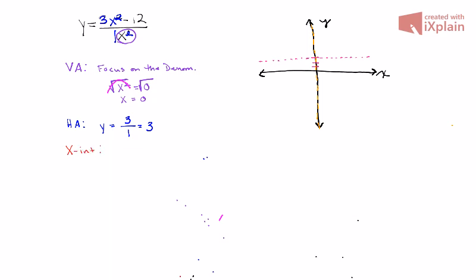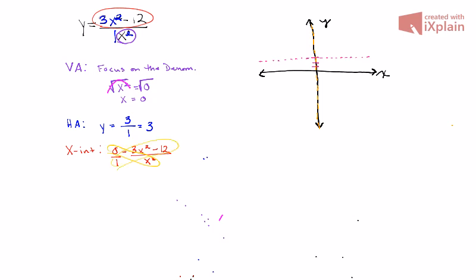Okay, so when we are looking for x-intercepts, our main focus is going to be on our numerator. The reason being is that if we have x-intercepts, all of our y values are equal to 0. So we would set this function equal to 0. And if you notice, I can make this look like a proportion, which then allows me to do some cross multiplication.